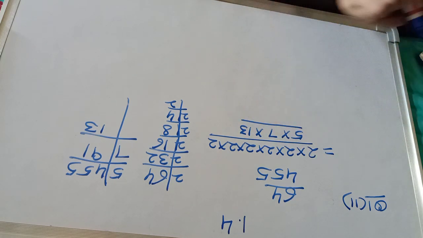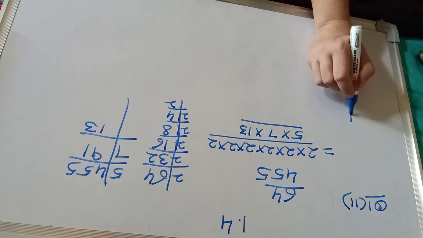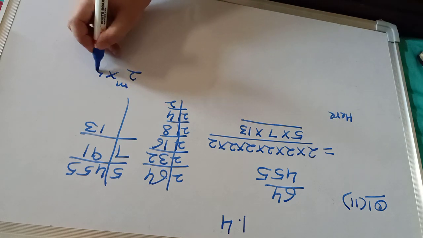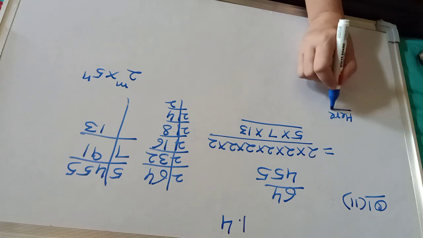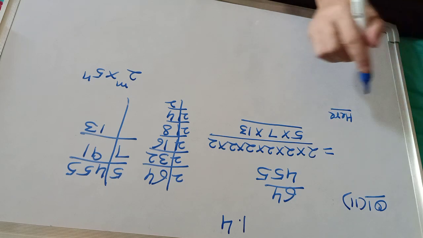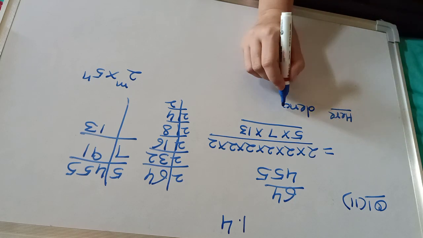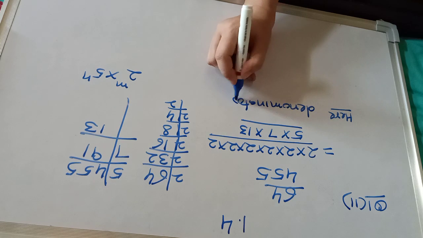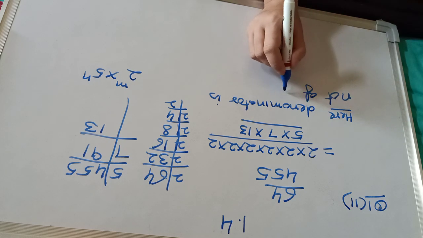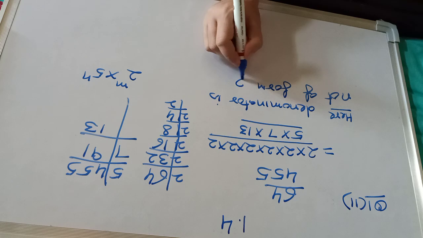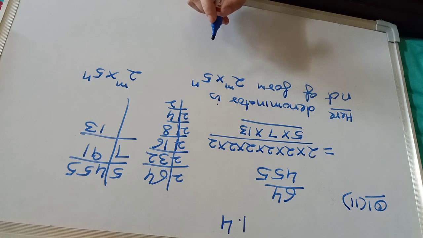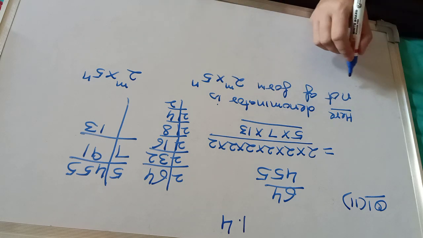Now check the denominator. So here, is it of the form 2 raised to power m into 5 raised to power n? No, it is not of the form. So here the denominator is not of the form 2 raised to power m into 5 raised to power n.